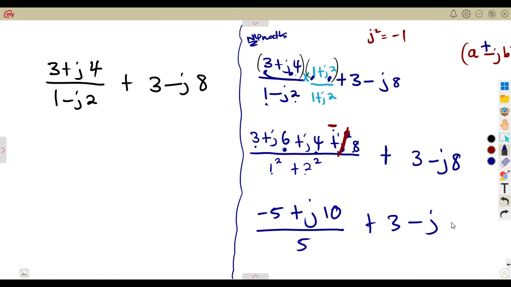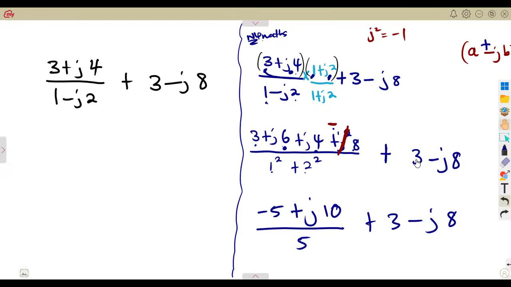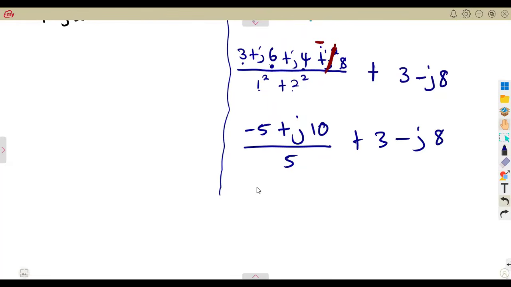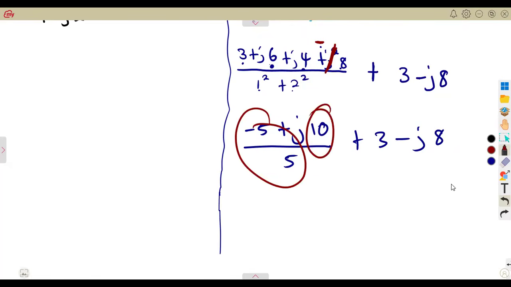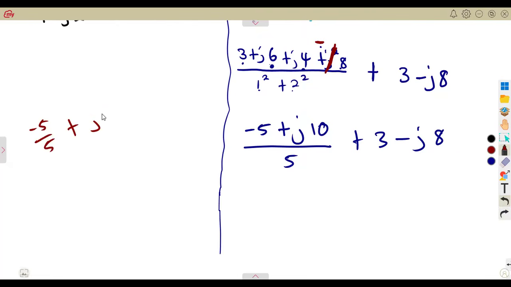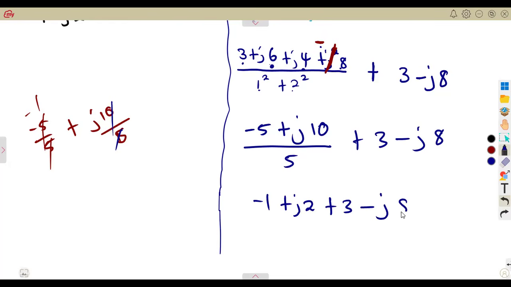Plus 3 minus J8. As we can see, we can have this in a simplified way where we divide each term by 5. This is simply minus 5 over 5 plus J10 over 5. So this and this cancel, that's a negative 1. 5 into 10 is 2, so that's J2, plus 3 minus J8.